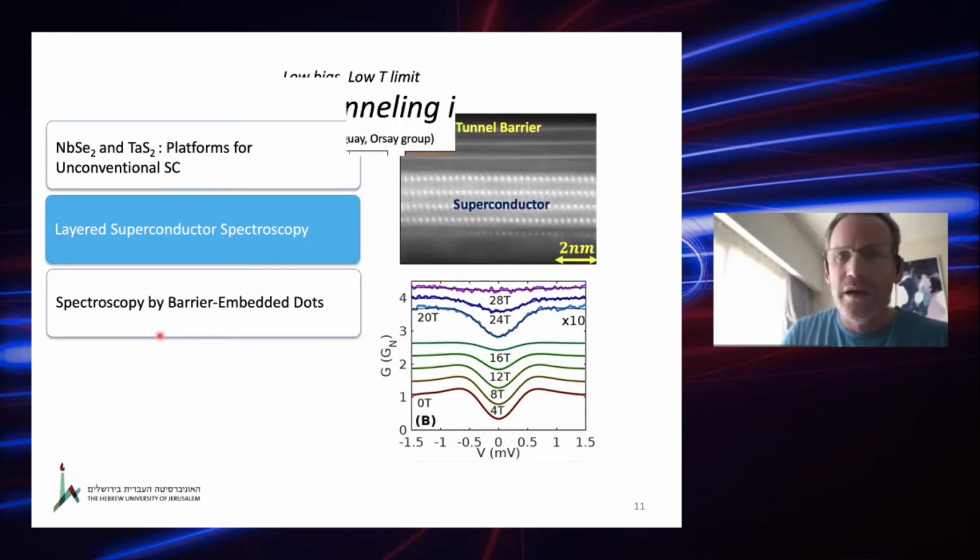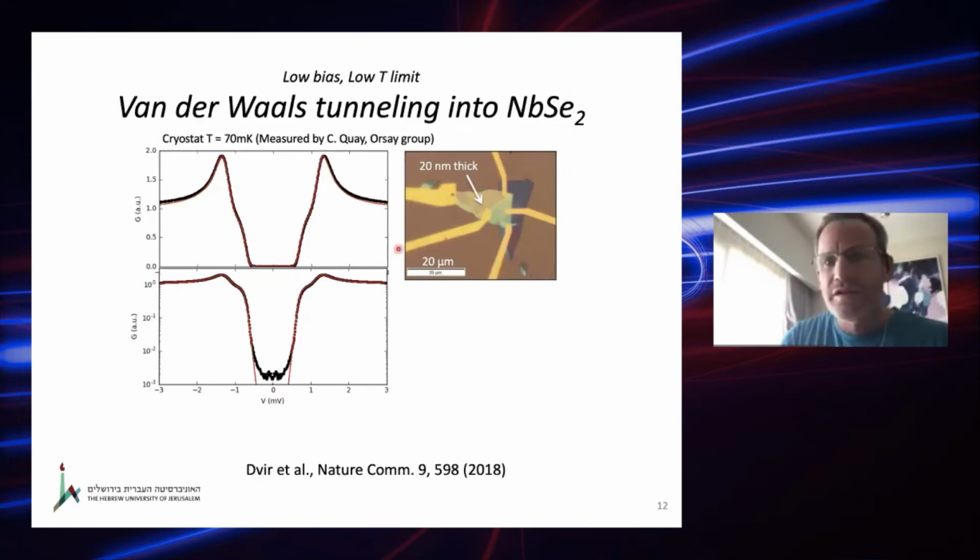And we have this structure of superconductor barrier. This, for example, is a result on a 20 nanometer thick niobium diselenide. That's actually measured by Karis and Marco in Orsay at 17 millikelvin temperature. And we see a very well-behaved spectrum of niobium diselenide with the two gaps.